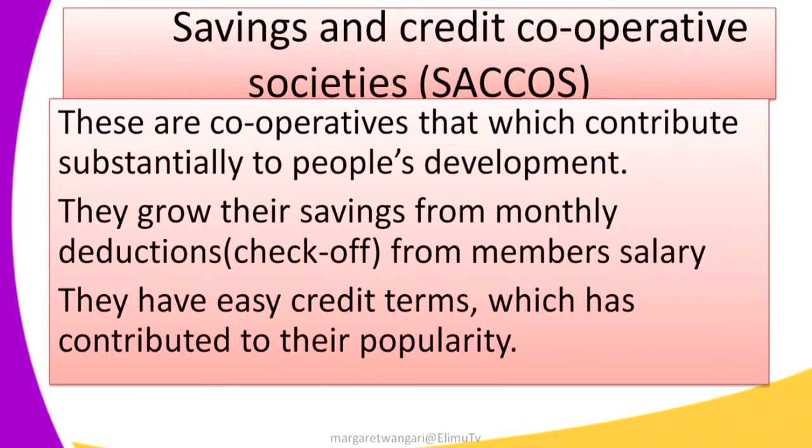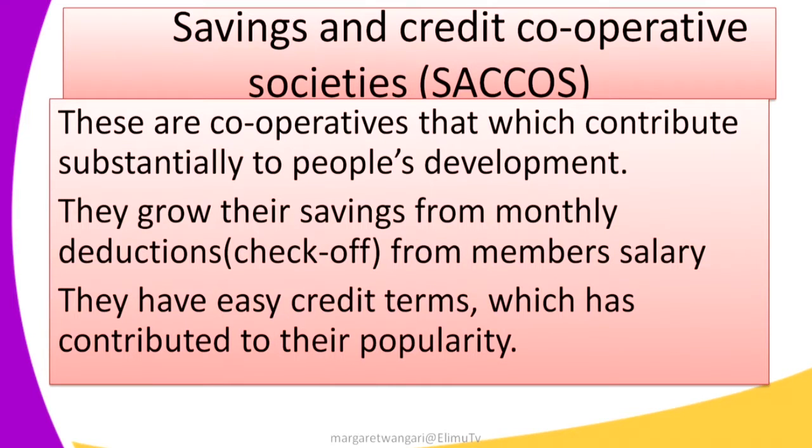SACCOS means the Savings and Credit Cooperative Society. They are cooperatives, actually, and they contribute substantially to the people's development, because they grow their savings. The members grow their savings from monthly deductions. These monthly deductions are called check-off, and they are deducted from the members' salary.